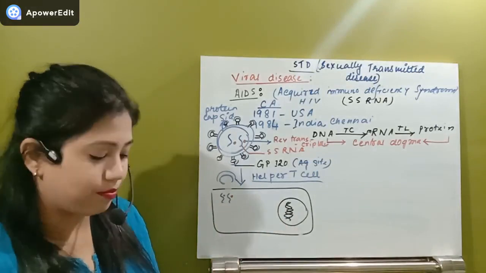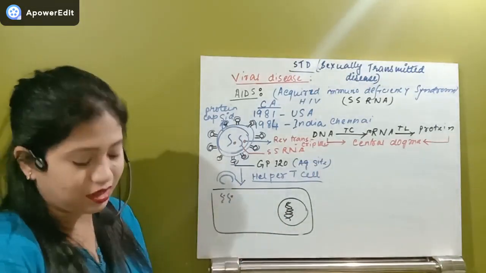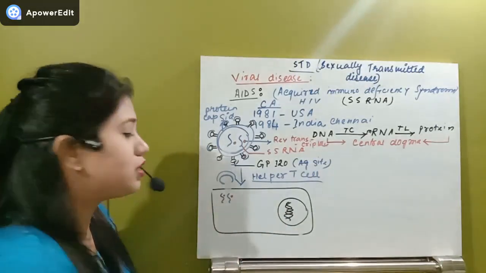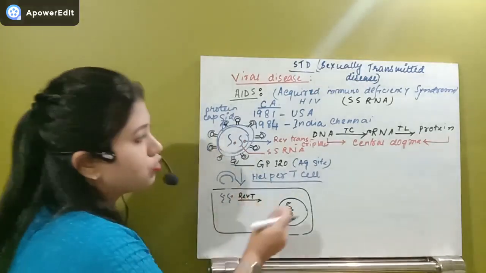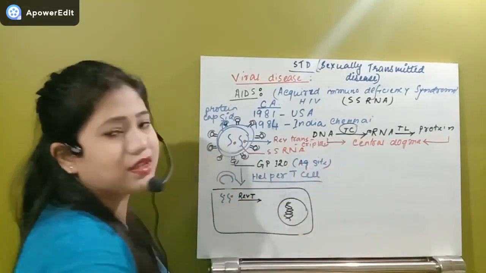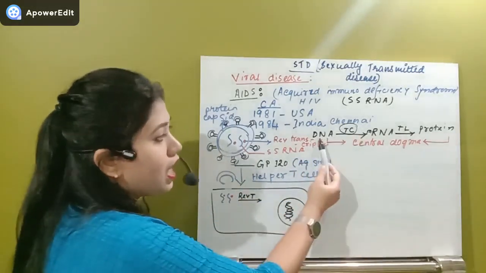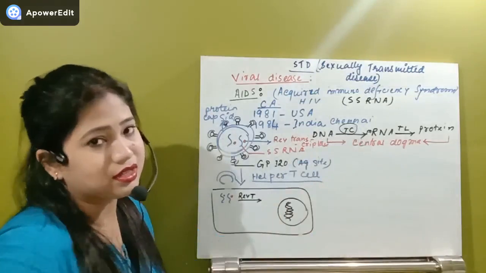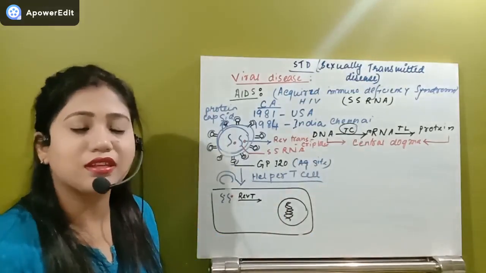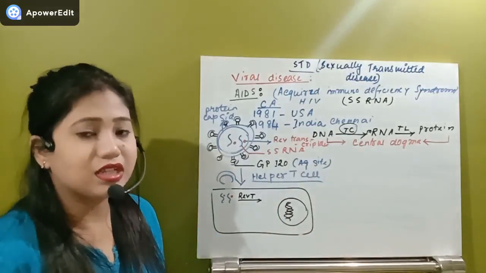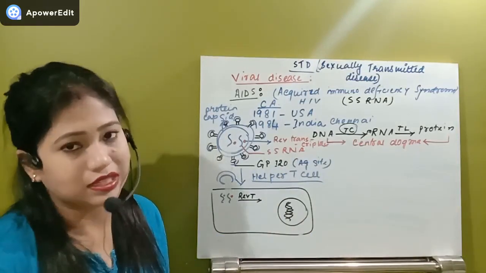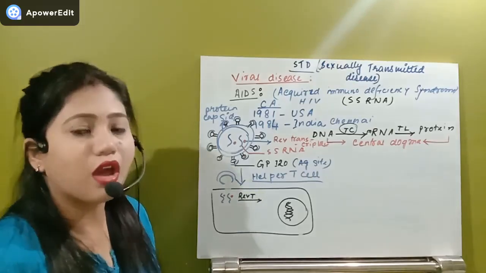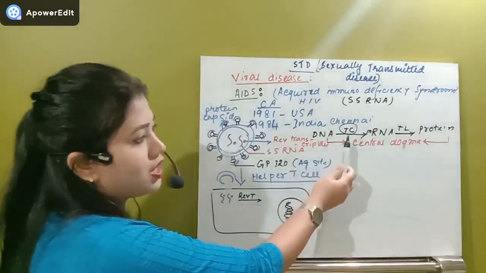So that's what happened: with the help of this reverse transcriptase, it will undergo reverse transcription. Normally, what is transcription? Transcription means DNA undergoes a process. What is transcription and translation? You will get it in genetics, molecular basis of inheritance, in botany, the whole process of transcription and translation. But for now, just remember, this is the process of transcription.